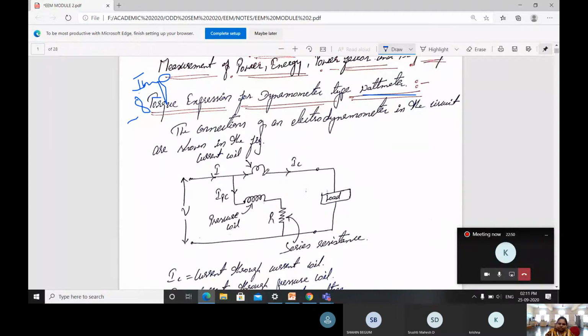Here this is nothing but a current coil. The current flowing is IC. The main current is I. The supply voltage is V. And then the current IPC is flowing through the pressure coil. Then a series resistor is connected, and at the end a load is connected.